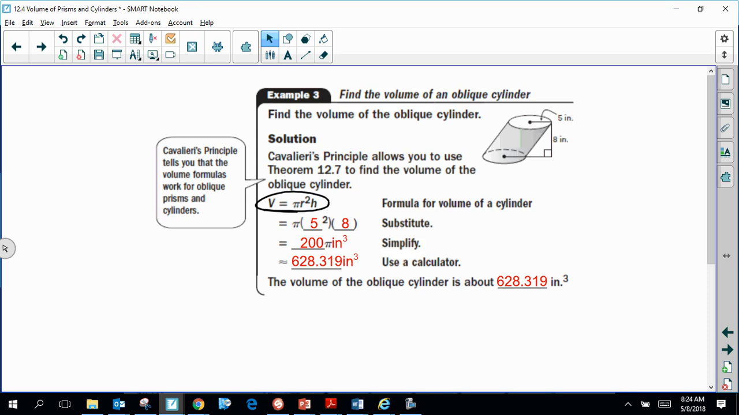Oftentimes you might be given some slant height like that, and then you would have to use the Pythagorean theorem in some fashion, or trigonometry, or special right triangle rules in order to figure out what the height of the figure would be.